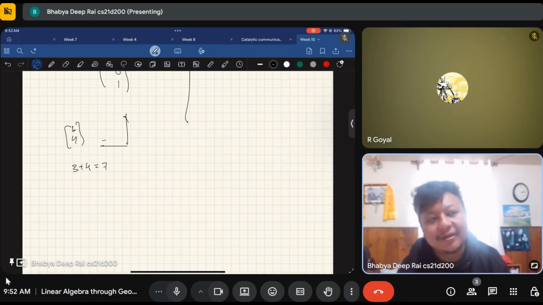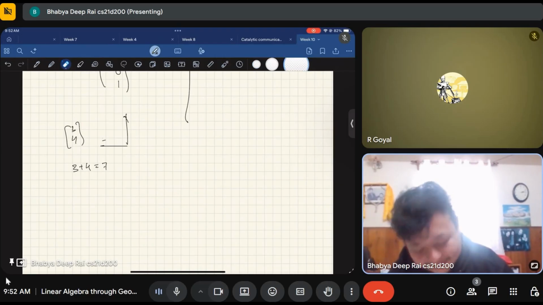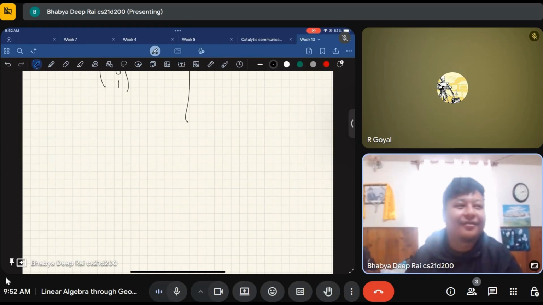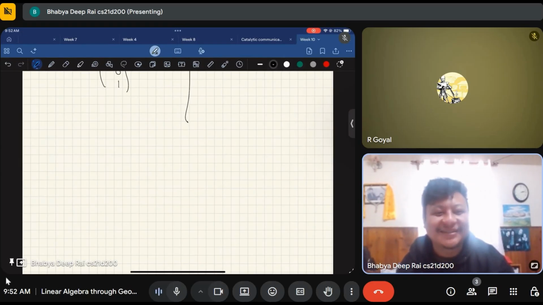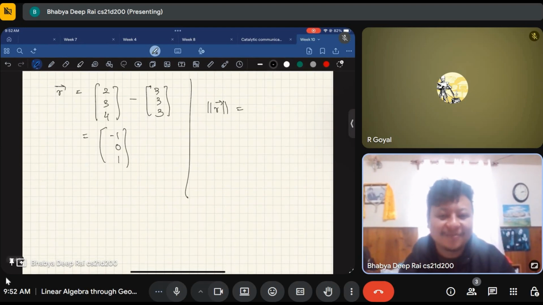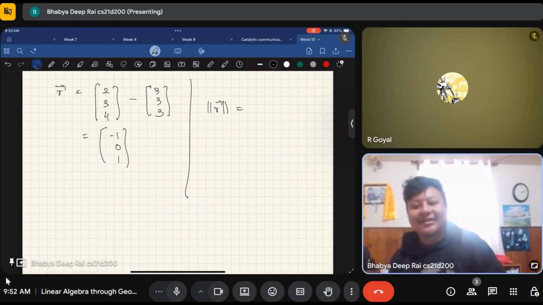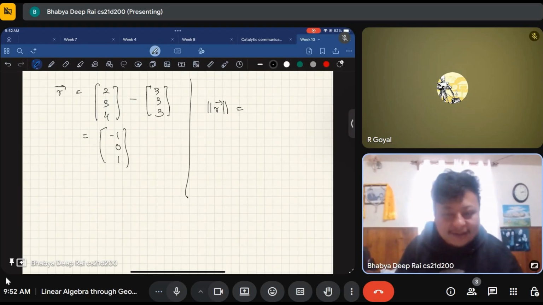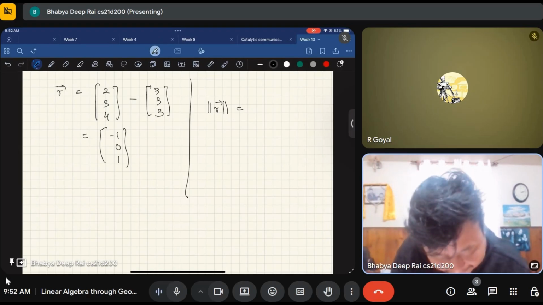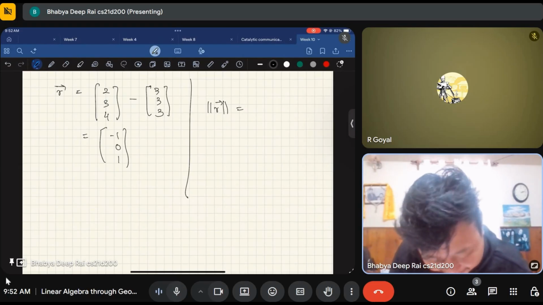Probably not. I'm not sure, but there are all sorts of norms that you can define there. But as humans, the L2 norm would be the most natural norm for us to approximate distances. Okay, and in this case, we find the L2 norm of R.